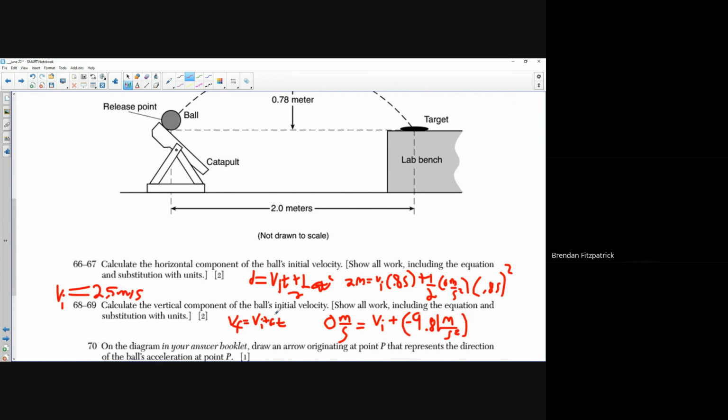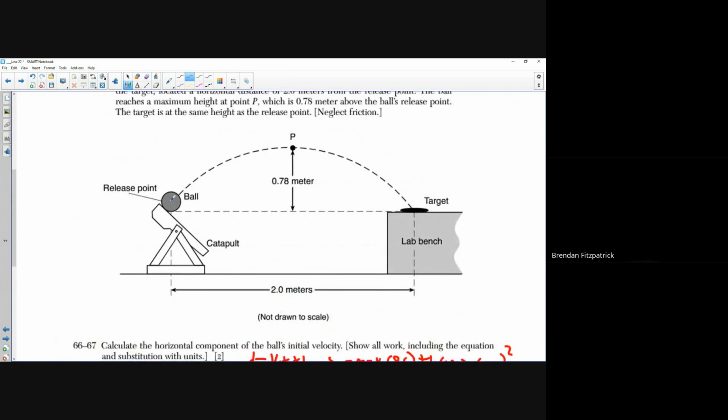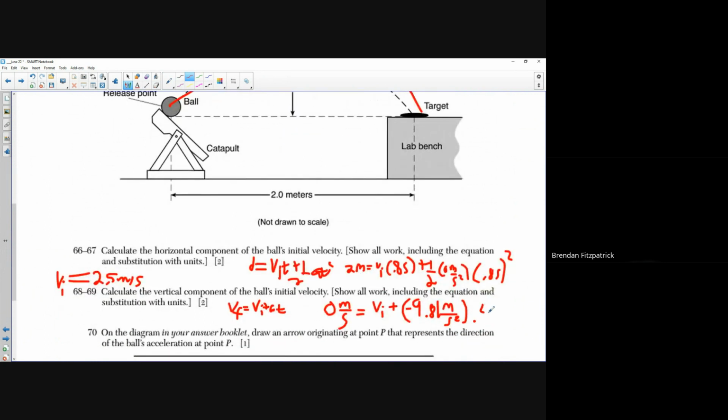The time was 0.8 to get from here all the way to the target. So it only took 0.4 seconds to get to maximum height. So that means that that initial velocity was really 3.9 meters per second. Check those. 2.5 and 3.9. Good.